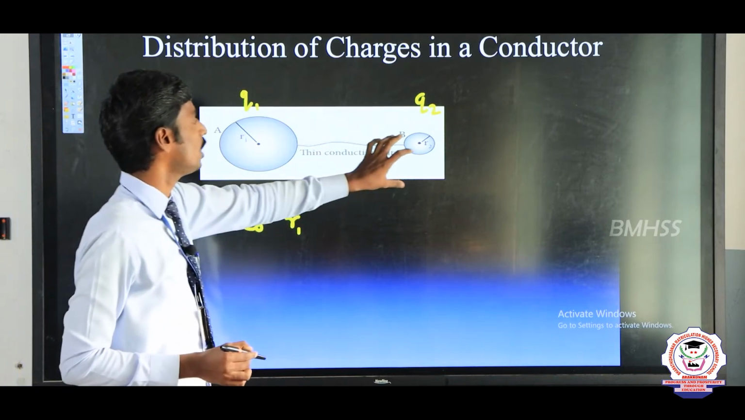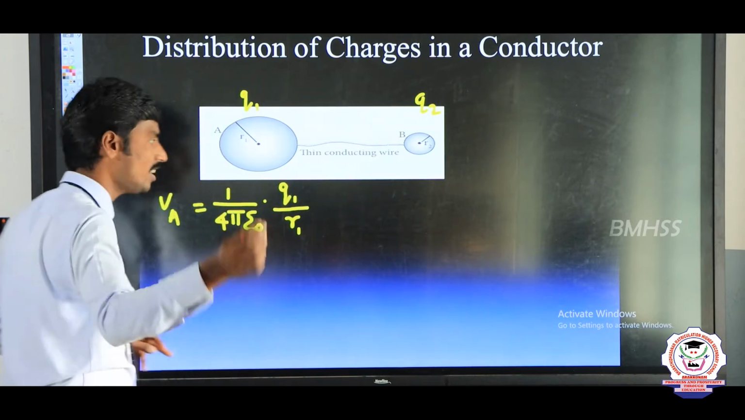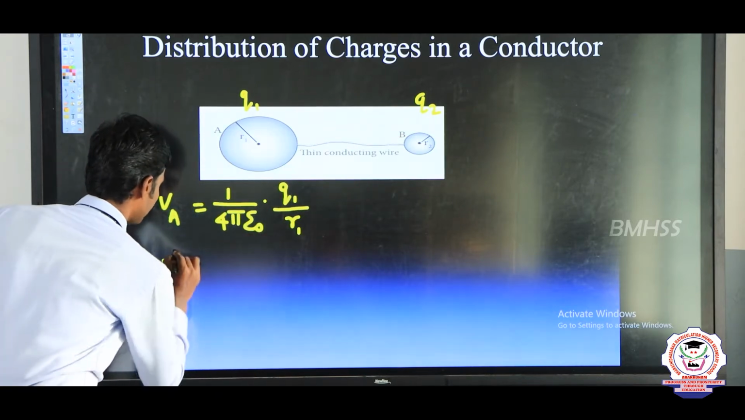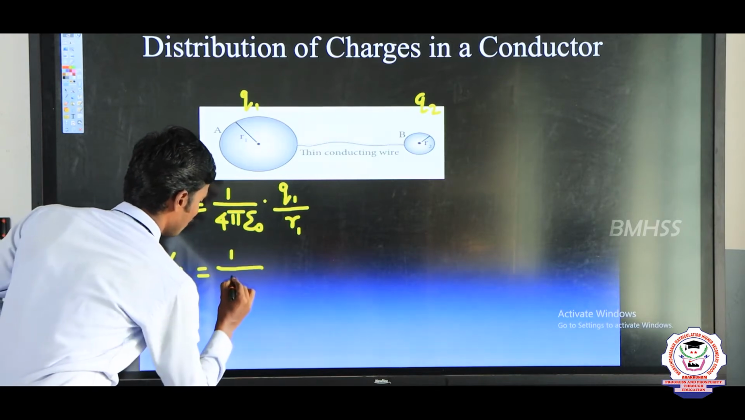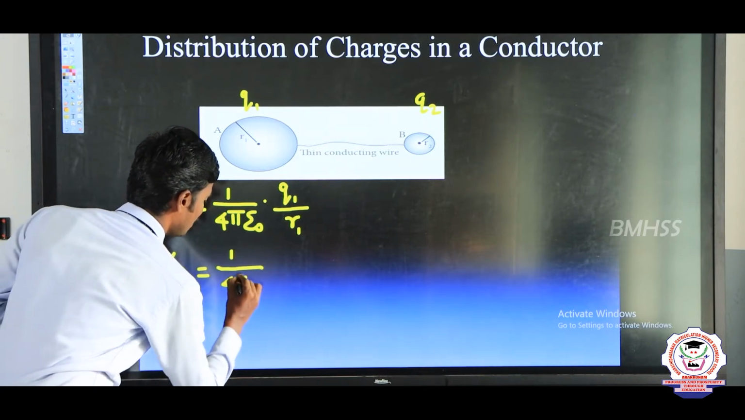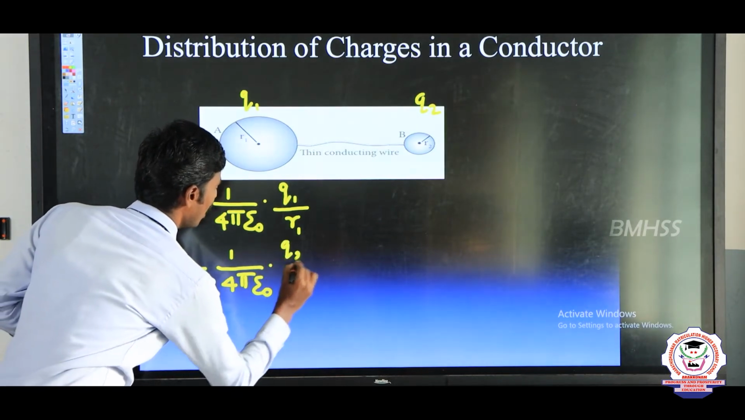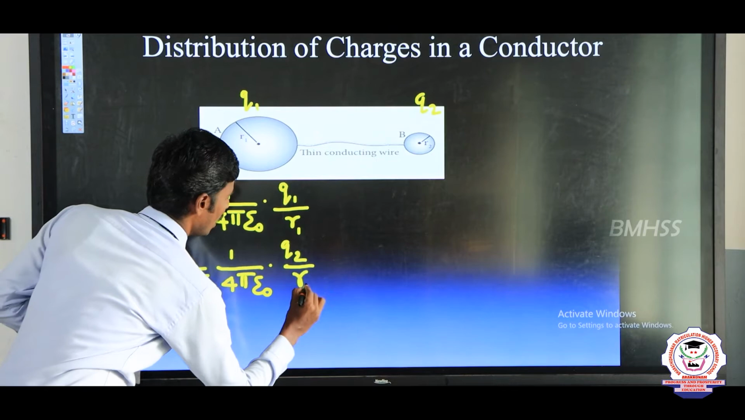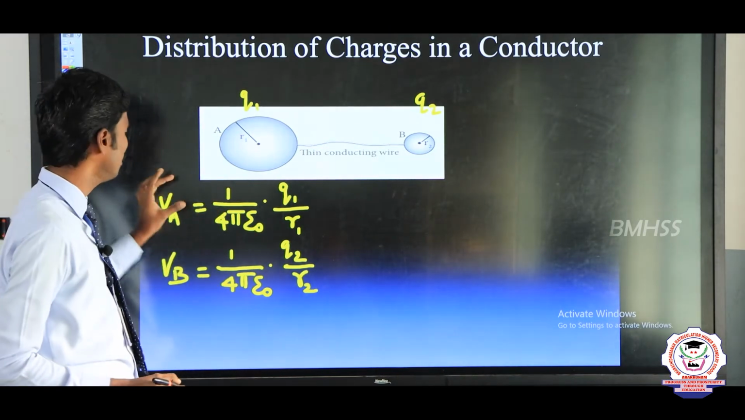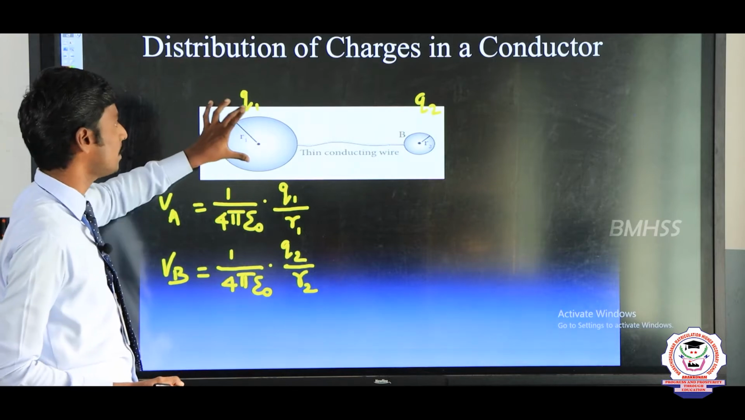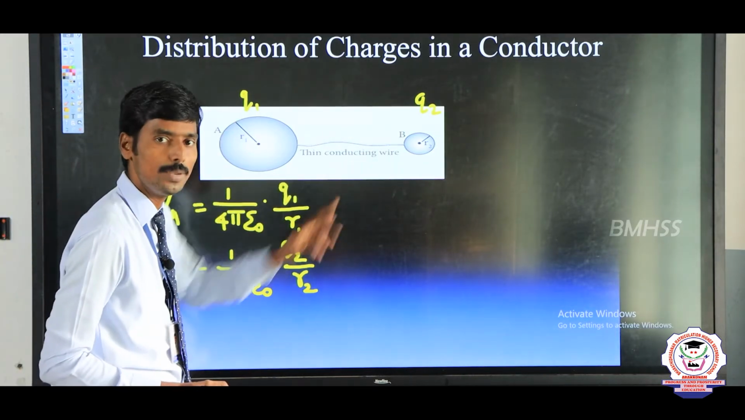Similarly, the electrostatic potential at the surface of sphere B is VB equal to 1 by 4 pi epsilon naught into Q2 by R2. This is the other expression. Here is the electrostatic potential at the surface of sphere A, and here the electrostatic potential at the surface of sphere B.